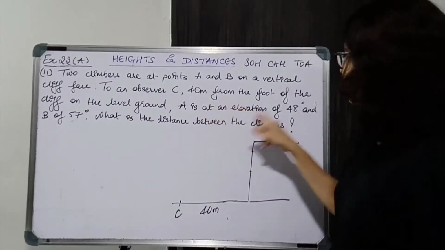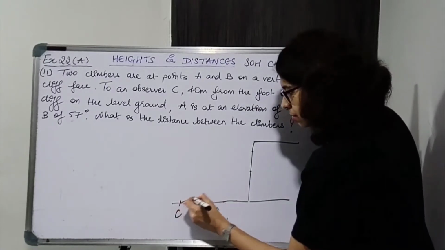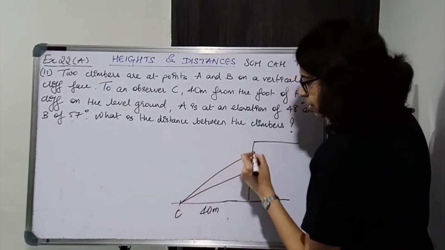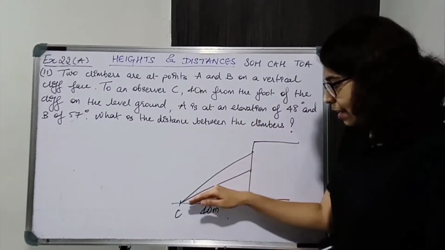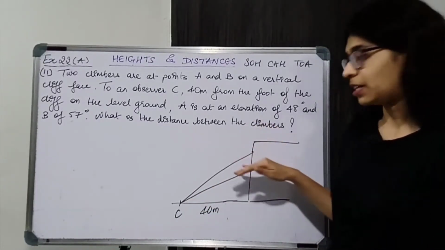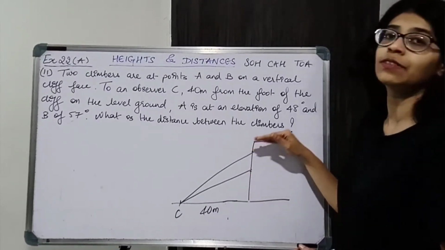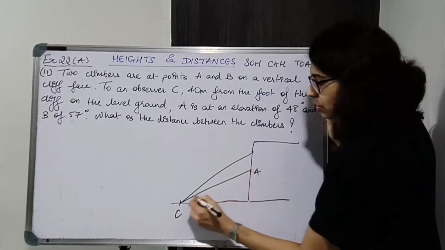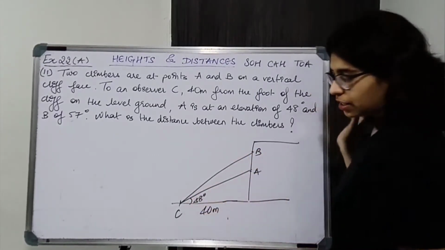Now A is at an elevation of 48 degrees, and B is at 57 degrees. So this is the reason I did not mark the points before. A is at the lower angle of elevation, B is at the higher angle of elevation. So the one with the lower angle of elevation will be at a lower level and the other one will be at a higher level. So A is at 48 degrees and B is at 57 degrees.